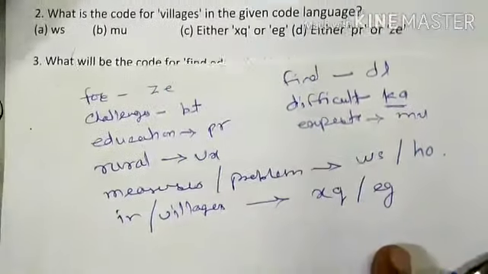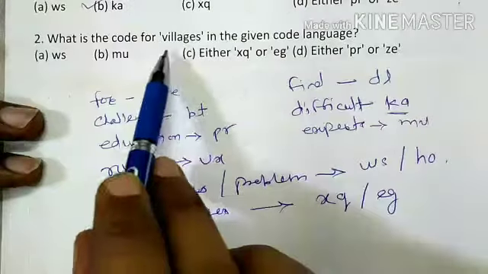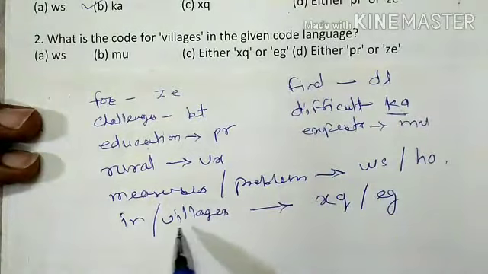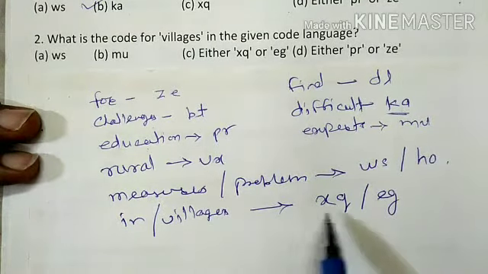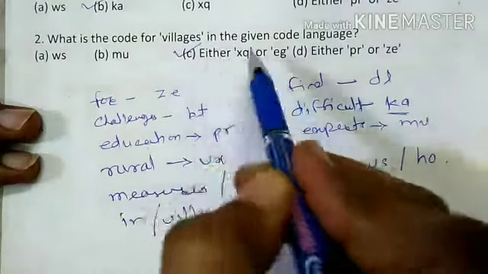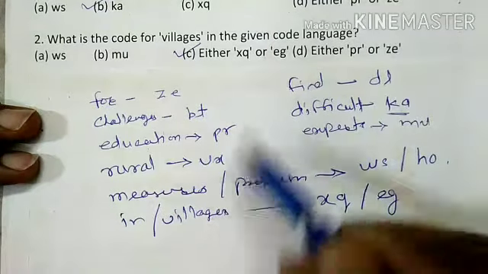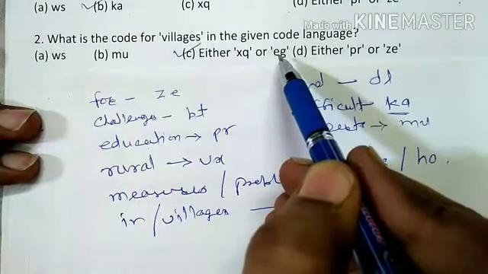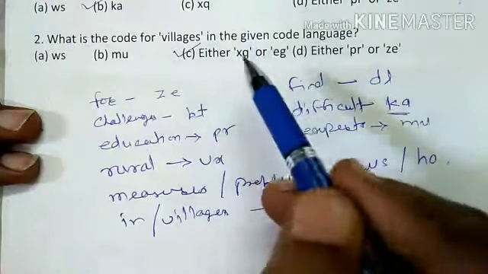Question 2. What is the code for villages in the given code language? There is not an exact code for villages. The code for villages may be XQ or EG. Which one is the correct option? Option C, that is either XQ or EG. Meaning for village it can be XQ, or it can also be EG. There is no specific code in this coding.